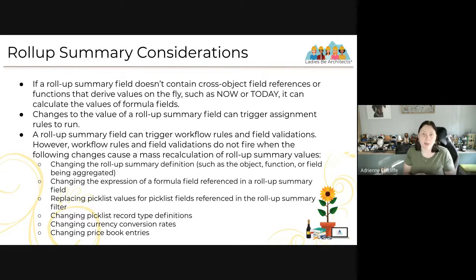Changes to the value of roll-up summary fields can trigger assignment rules to run, and they can also trigger workflow rules and field validations as well. However, they don't fire when you're causing a mass recalculation of roll-up summary fields. So I could say when the amount of a roll-up summary field changes, I want to fire a workflow, but a mass recalculation of data or roll-up summary field values doesn't. And I'm not going to read each of these out. They will be provided in the slide deck later. But some of these are just examples of things that would cause them not to fire when you're doing a mass recalculation.